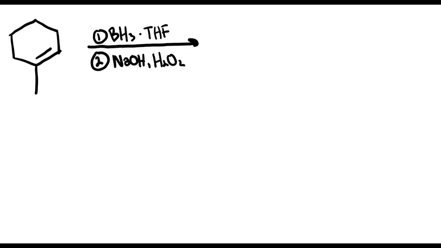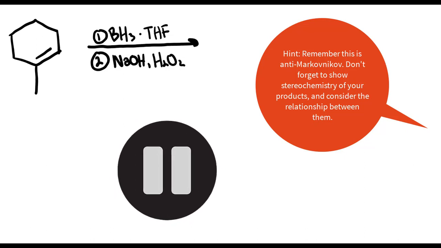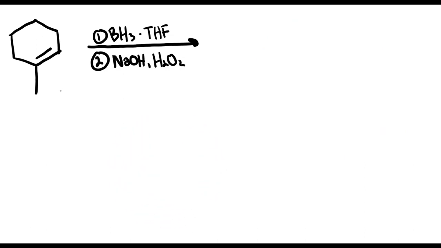So here we have another example of hydroboration-oxidation. Go ahead and pause the video and then you can check your work. So the first thing we're going to do is draw the boron with its 3 hydrogens around it. And remember, we want to draw the BH3 relatively close to the double bond.